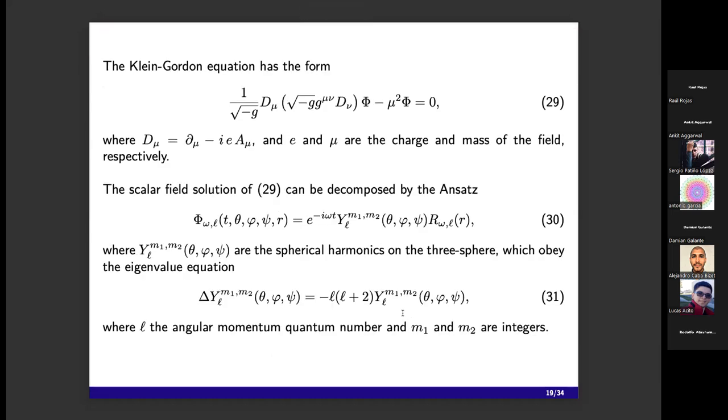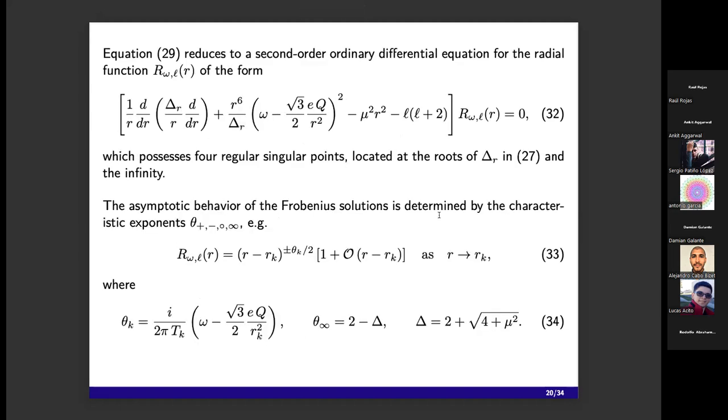So we want to study the Klein-Gordon equation in this background. We can decouple the equation just by assuming the ansatz in 30. For the angular part, we get the spherical harmonics that obey the eigenvalue equation below, with the angular momentum quantum number. For the radial part, we get a second order ordinary differential equation. This is essentially the equation that you obtain, and we can see that it has four regular singular points, so it's a Heun type of equation.